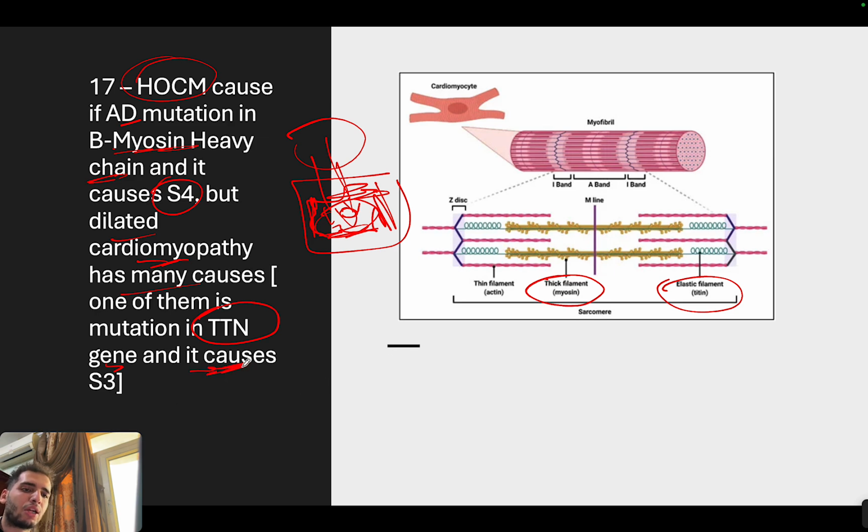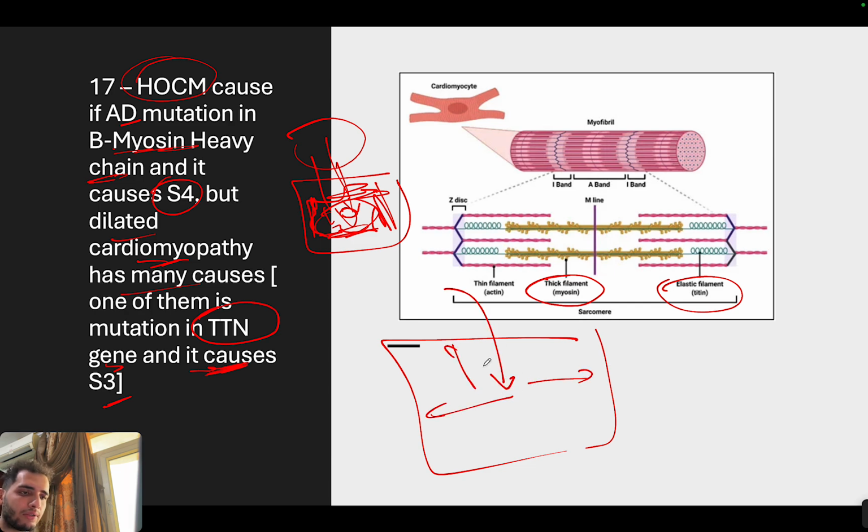Now, dilated cardiomyopathy would cause S3, which usually happens when the atria eject blood into a dilated heart, which will cause some kind of echo sound, okay? Imagine you are going into a very large room and you try to talk. You will hear your echo, right? This echo is the S3 itself, okay? Now, if this is S1, this is S2, S3 will happen right after S2, and S4 will happen later, before S1, okay?